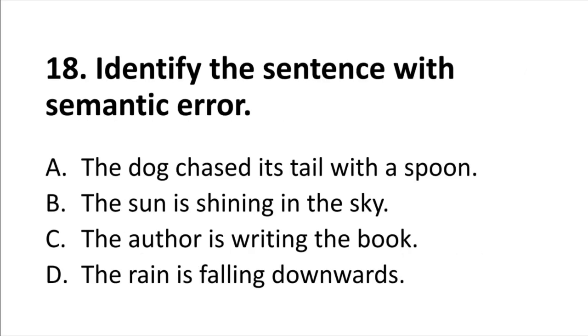MCQ number 18. Identify the sentence with a semantic error. Option A. The dog chased its tail with a spoon. Option B. The sun is shining in the sky. Option C. The author is writing the book. Option D. The rain is falling downwards.